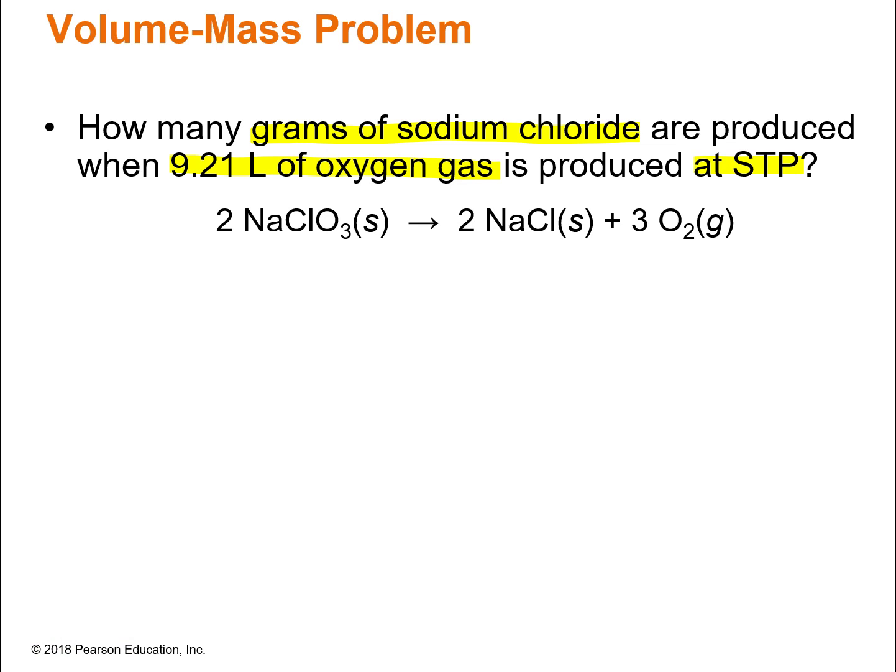Let's rewrite the question. We have 9.21 liters of oxygen gas, and we need to figure out some mass of sodium chloride. If you didn't have the advantage of the title telling you what type of problem it is, you would say, okay, 9.21 liters, that's a volume. I'm looking for grams of sodium chloride. That's a mass. That makes it a volume to mass question.